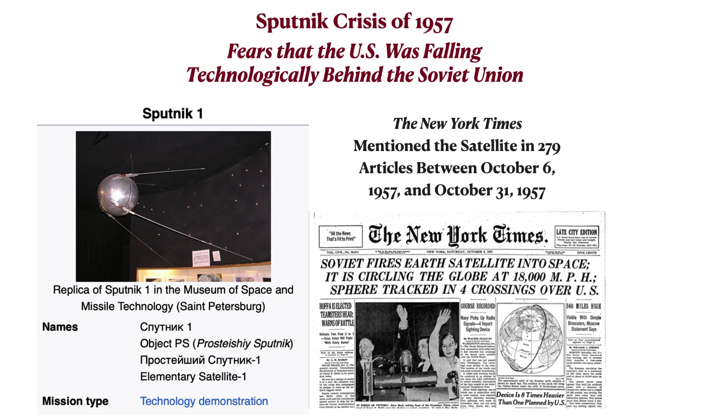So anyway, fears that the U.S. was technologically falling behind. Both the U.S. and Soviet Union were really pushing space issues at this time, mostly using German scientists who had been captured after World War II, because Germany had been the leader in rocket technology. But it was just a shock that the Soviets did this first. You can see the New York Times mentioned Sputnik 279 times between October 6th and October 31st in 1957.